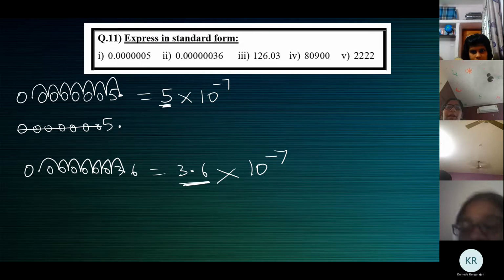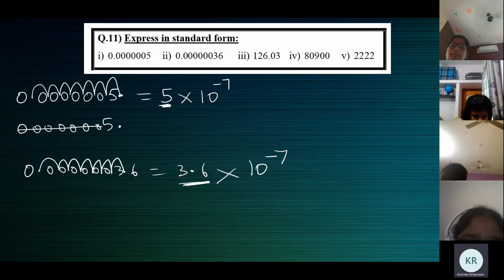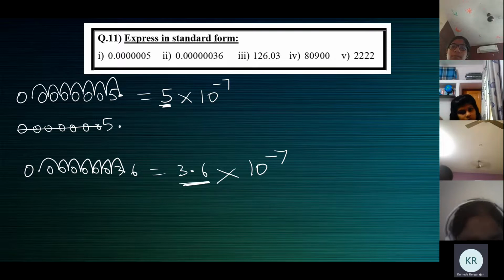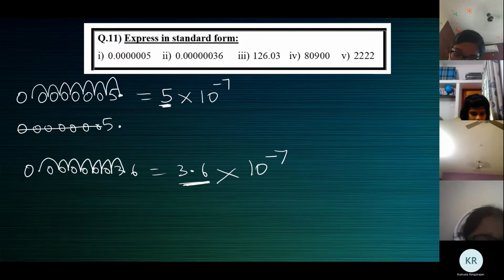Ma'am, we have increased the value, so the power should be negative. Correct. You understand that, all of you? Yes, ma'am. Different teachers put it in a different way. Sometimes in school they'll say if you shift the decimal point to the right, left, and all that. So this is how I put it. Whatever is the way it's explained, the answer will be the same for all of us. This is how I explain it.